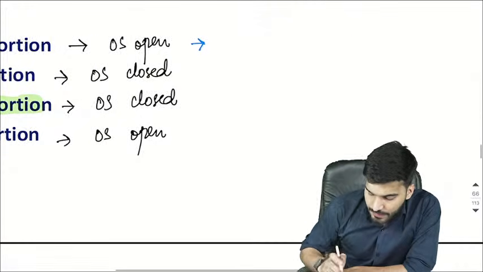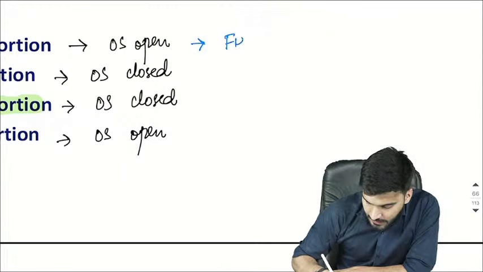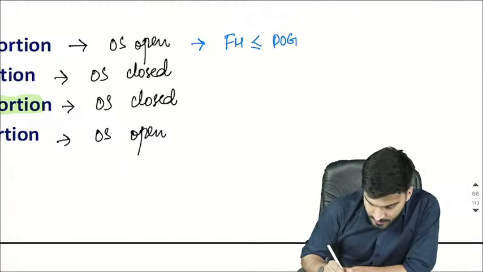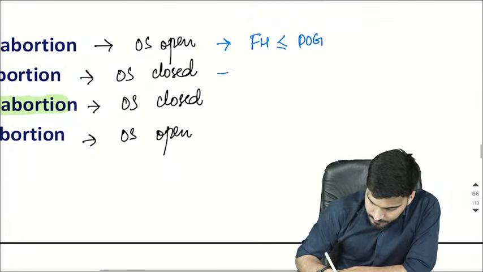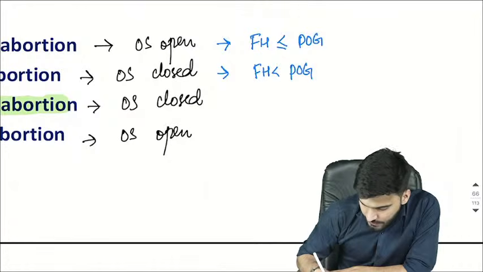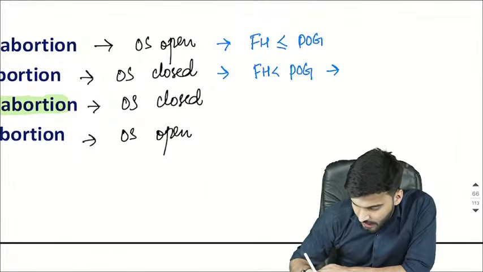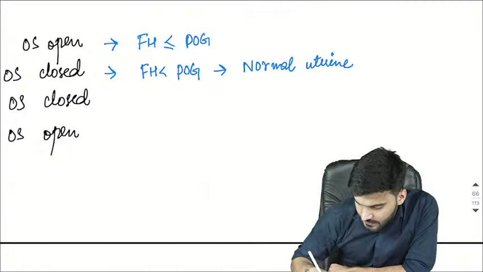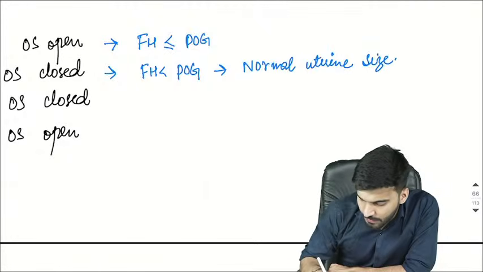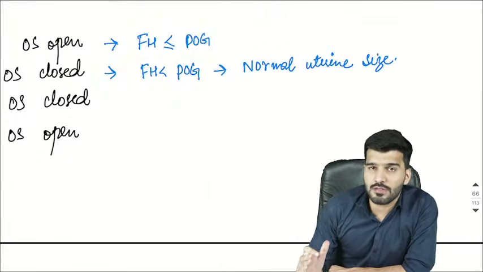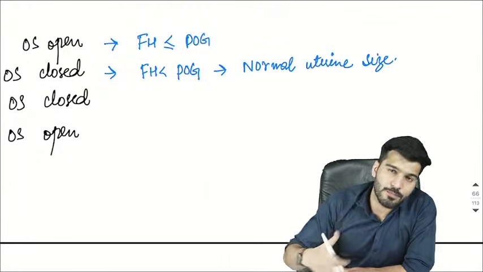In incomplete abortion, fundal height will be less than or equal to the period of gestation. In complete abortion, fundal height will be less than the period of gestation, or there will be a normal uterine size. Why can the size of the uterus be normal? Because whatever was inside in the complete abortion is already out. Now the os is closed because there is full prolapse of the products.